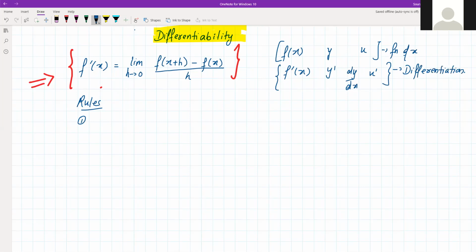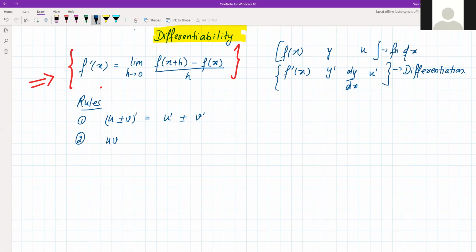So now the rules are about the algebraic operations of functions and their differentiation. If two functions are being added or subtracted, and we have to find their differentiation, then you have to add or subtract their individual differentiation. So you differentiate them individually and then add or subtract them. So that is the first rule. This we have already seen.